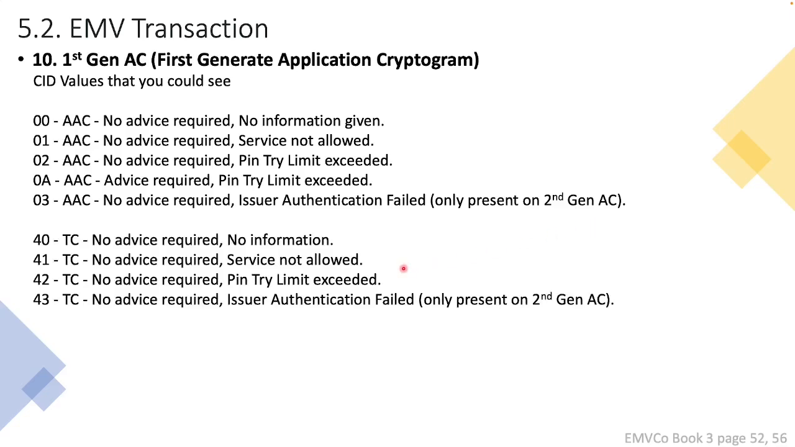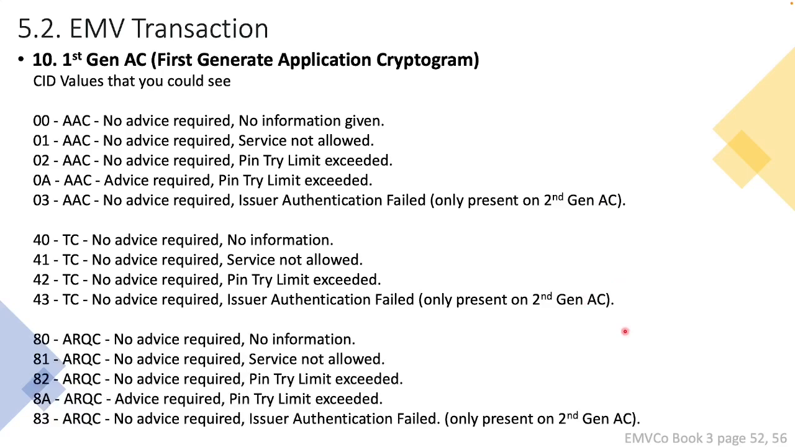So I think just to speed it up a little bit more, using the same sort of principle, we can see that when it comes to TCs or approvals, they all start with 4, and the second character 0, 1, 2, 3 means different things. In this case, none of them require an advice to be sent. However, you'll see no information for 0, service not allowed for 1, pin trial limit exceeded for 2, and issuer authentication failed for 3, similar to the above one. Should only be present in second gen AC and not in first gen AC.